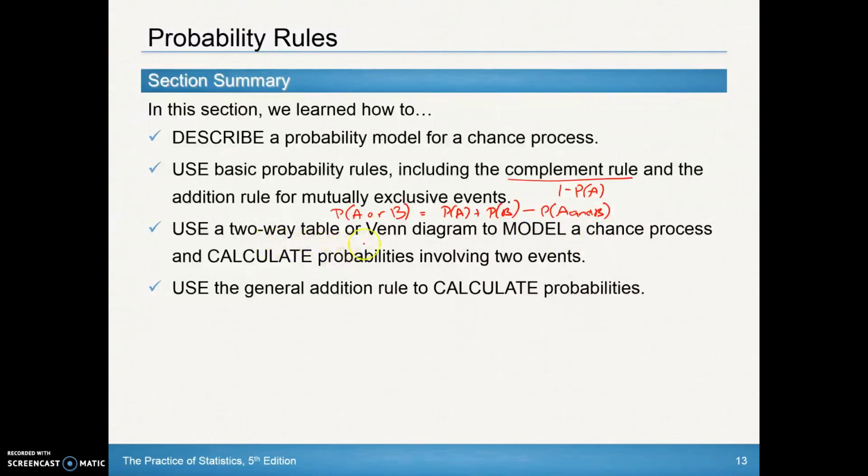We can also use two-way tables or Venn diagrams to help calculate probabilities. And again, that general addition rule right here is really what we have here. I think it's a better rule to remember, because if they are mutually exclusive, this is really 0. If they don't intersect, we don't have a probability of them being together. So I think it's easier to just remember one rule that way.